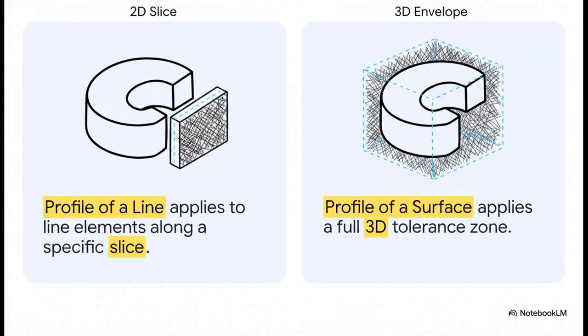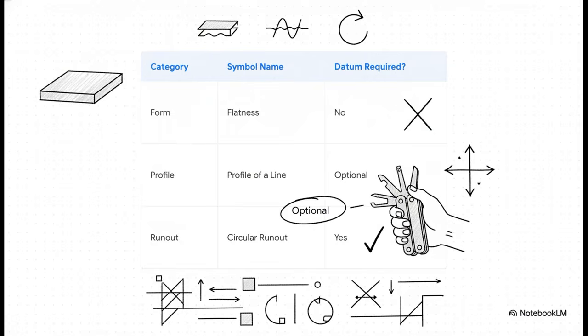It's the whole shebang. If we take a step back and look at all 14 geometric characteristic symbols, a pretty distinct pattern starts to emerge. Think about form tolerances, right? Things like flatness or straightness. They never actually reference a datum because they're only controlling a feature relative to itself. Then you have runout and location tolerances, which absolutely always require a datum reference frame. But profile is uniquely listed as optional. And honestly, this is exactly where its true flexibility comes in.